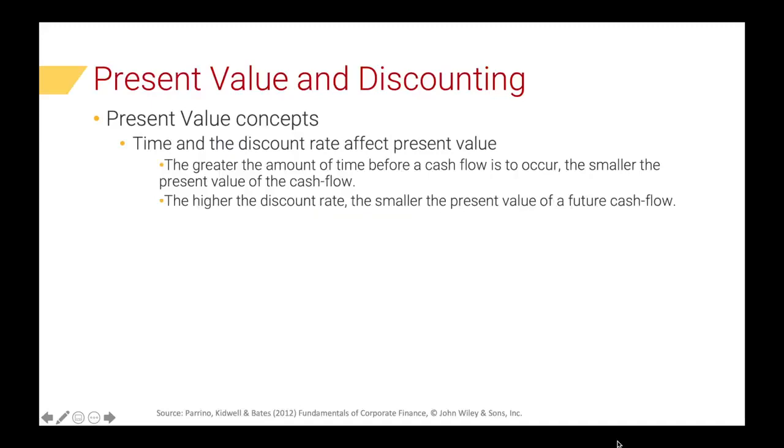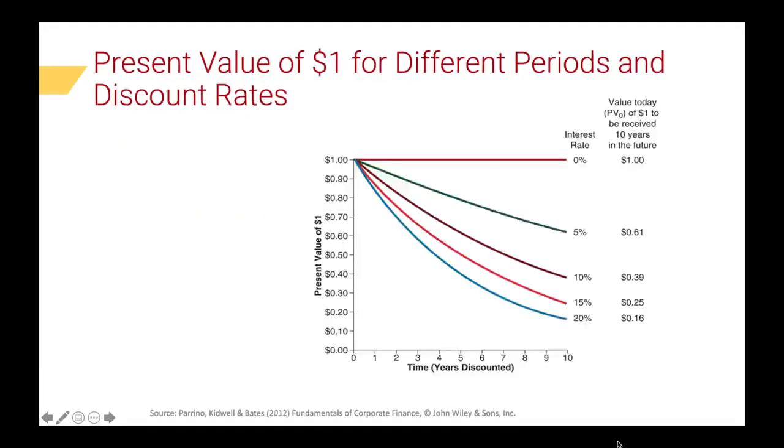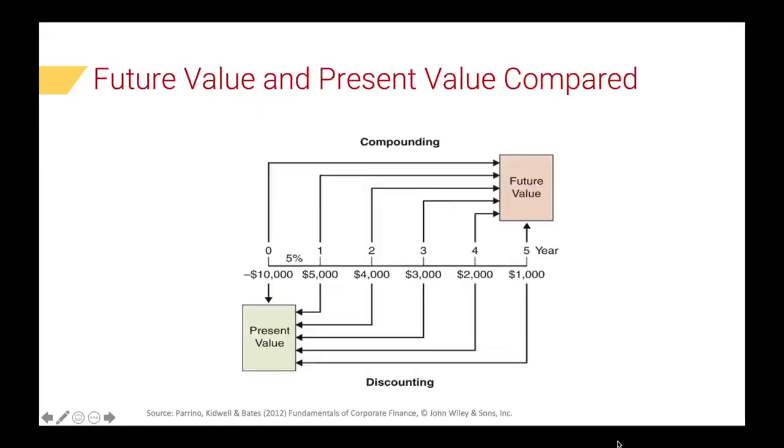Time and the discount rate affect present value. The greater the amount of time before the cash flow is to occur, the smaller the present value of the cash flow. The higher the discount rate, the smaller the present value of the future cash flow. This graph will show you the present value of $1 for different periods and discount rates. I will pause a moment to let you review this. This is another graphic that will show future value and present value compared using compounding. Please take a moment to also review this one.